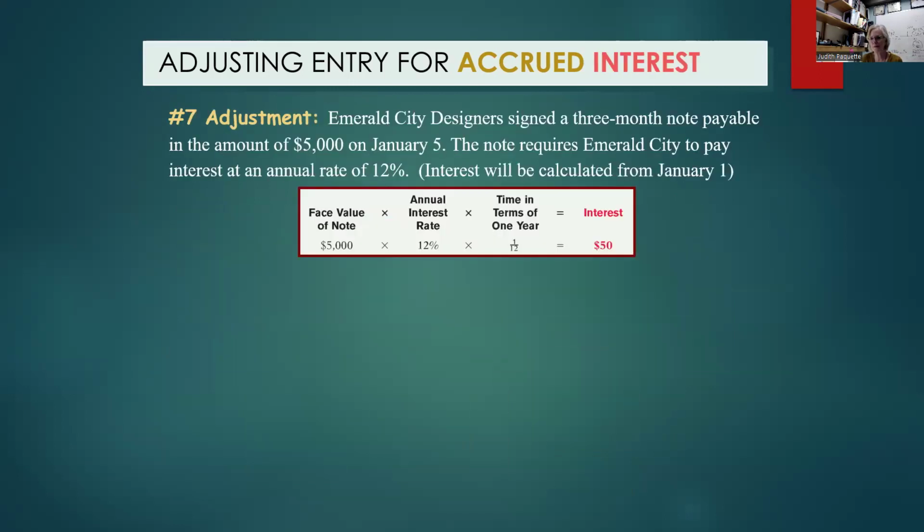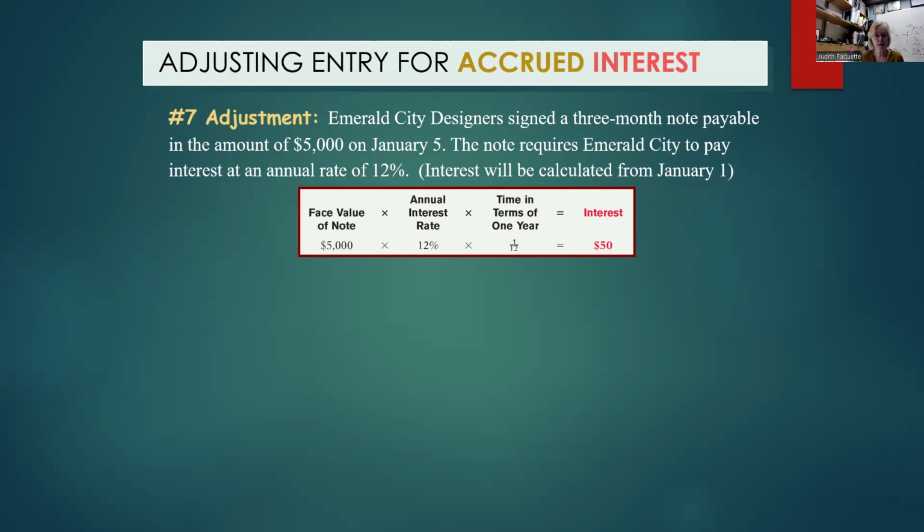All right, Emerald City. So this is the accrued interest. A company looks at its balance sheet and sees that it has a note payable of $5,000. The description for that transaction was Emerald City Designers signed a 3-month note payable for $5,000 on January 5th. The annual interest rate is really high in this problem. It's 12%.